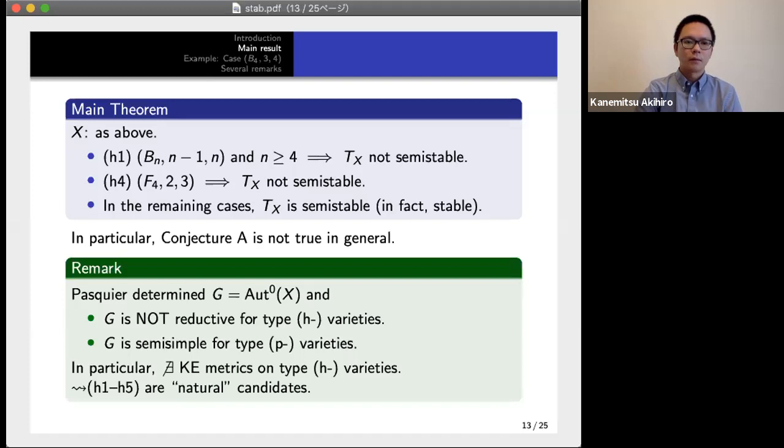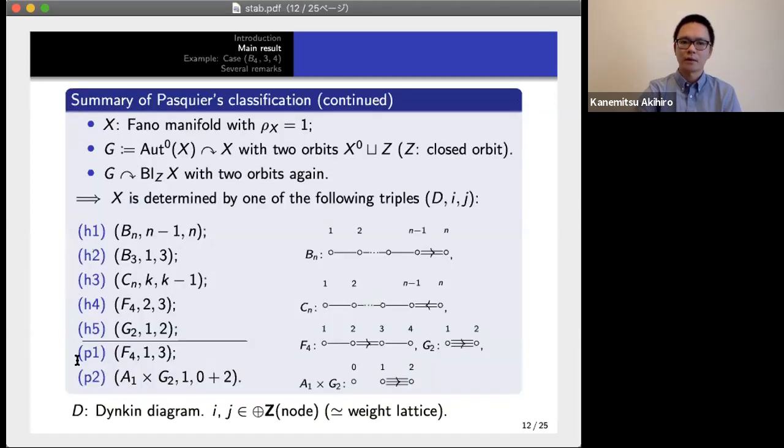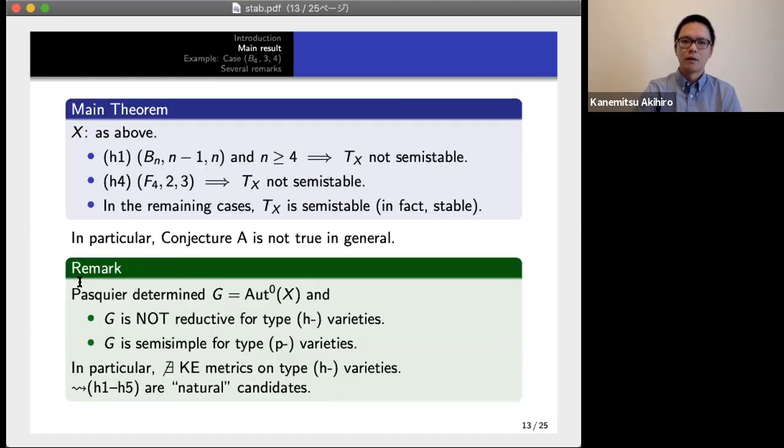Okay, now let me give one remark. In his paper, Pasquier determines the group G, the identity component of the automorphism group. And he proved that in the first 5 cases, for type H varieties, the group G is not reductive. In particular, there are no Kähler-Einstein metrics on type H varieties.